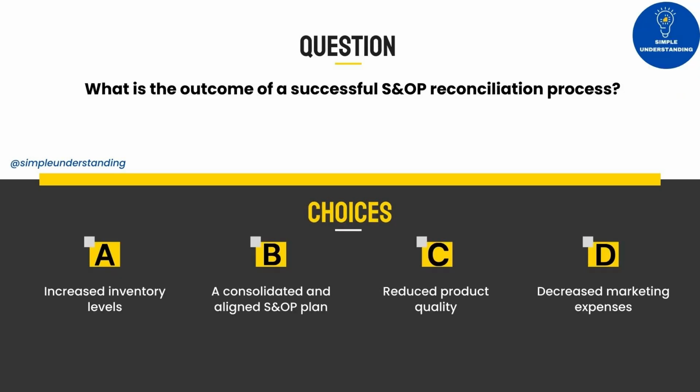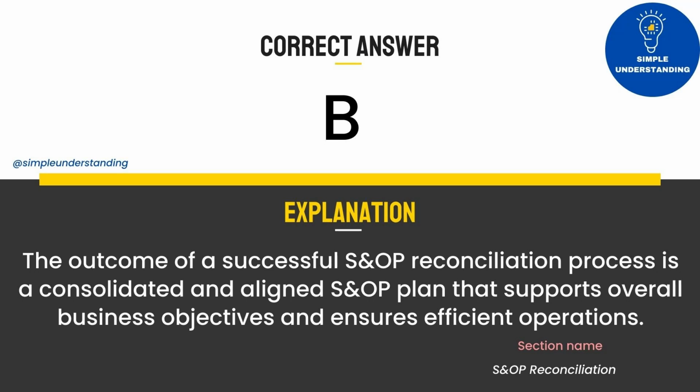10. What is the outcome of a successful S&OP reconciliation process? A. Increased inventory levels. B. A consolidated and aligned S&OP plan. C. Reduced product quality. D. Decreased marketing expenses. Correct answer: B. Explanation: the outcome of a successful S&OP reconciliation process is a consolidated and aligned S&OP plan that supports overall business objectives and ensures efficient operations.